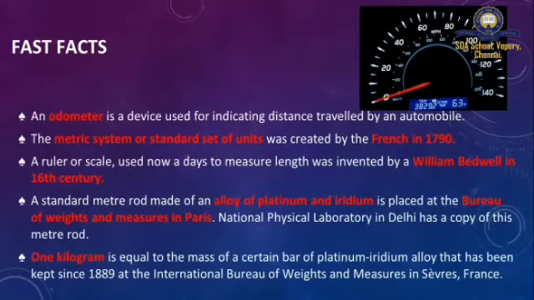The first one is that an odometer is a device used for indicating the distance traveled by an automobile. What does an automobile mean? For example, a car, a two-wheeler vehicle, a lorry, that represents an automobile. Measuring the distance traveled by an automobile is generally done by an odometer. There's the picture of an odometer. The second one is the metric system was created by the French in the 19th.